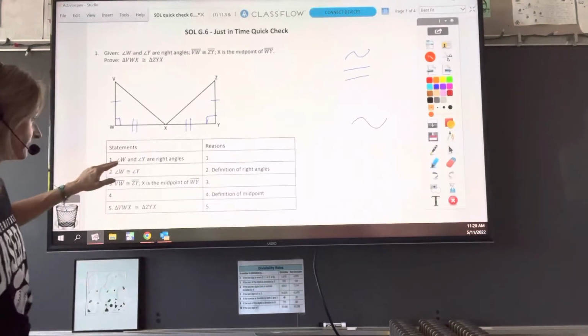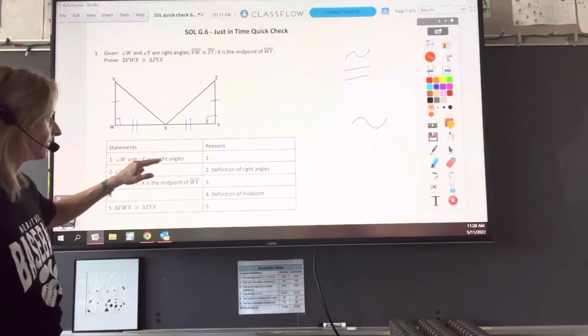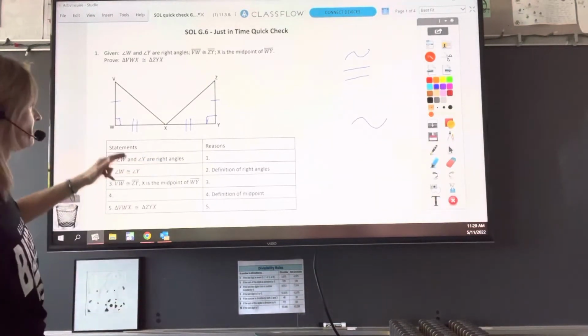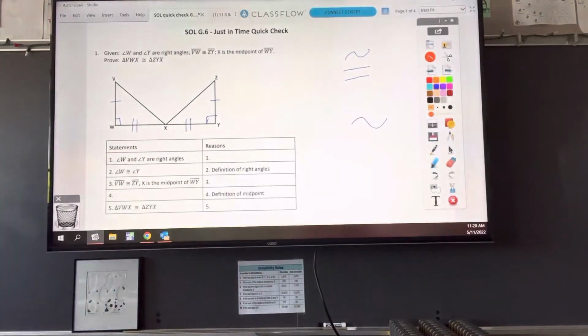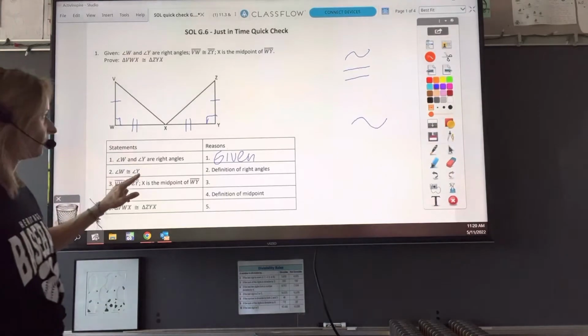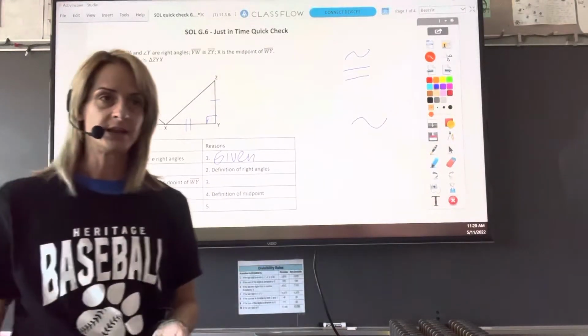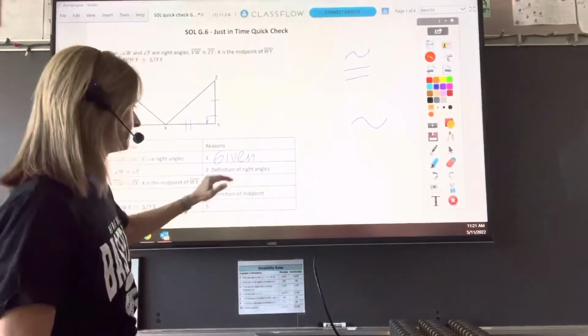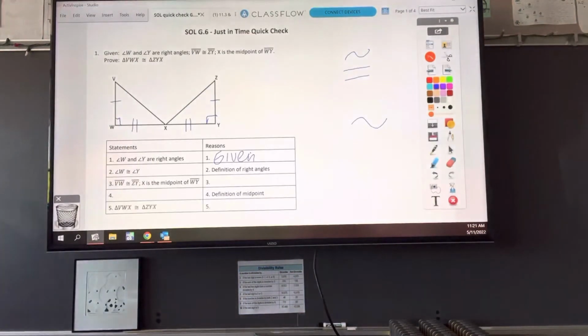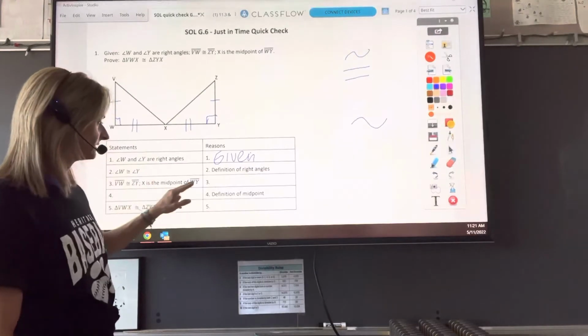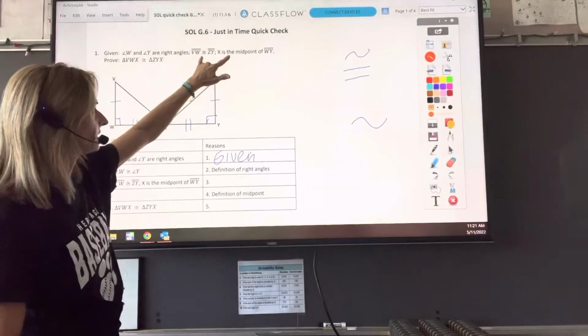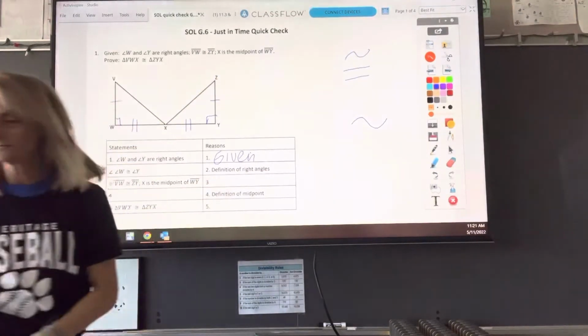The first statement says angle W and angle Y are right angles. How do we know that? We know that because we were given that information. So the reason is given. Well, angle W is congruent to angle Y. Why do we know that? Because they're both right angles, and that's the definition of a right angle. The third statement is VW is congruent to ZY and X is the midpoint of WY. Well, that information has also been given to us, so that's given.